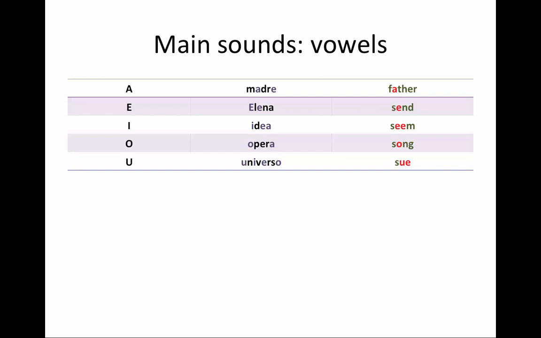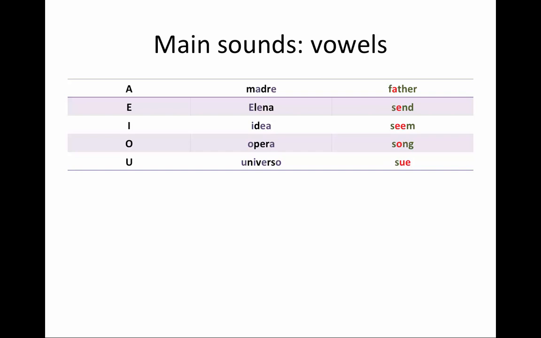Let's look at the Italian vowels. There are 5 vowels in Italian, and they sound like this: A, E, I, O, U. Their English equivalents are not exactly perfect, but A sounds somewhat like A in father, E, send, I, seem, O, song, and U, su.